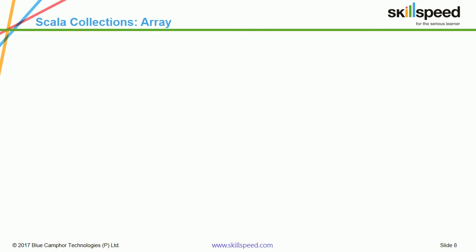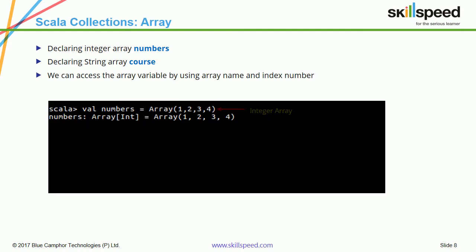Now let's see practically how to declare an integer array and a string array as well. In the example, you can see that I'm typing val numbers equals Array, and then I'm giving 1, 2, 3, 4. When you hit enter, Scala automatically identifies the elements within the collection and creates an array of integers.